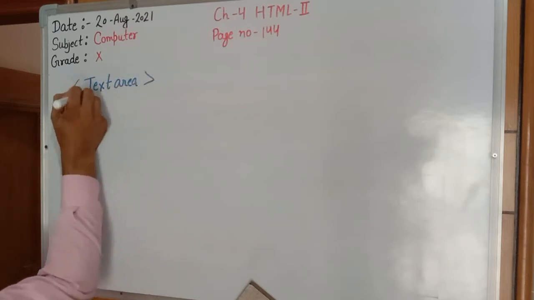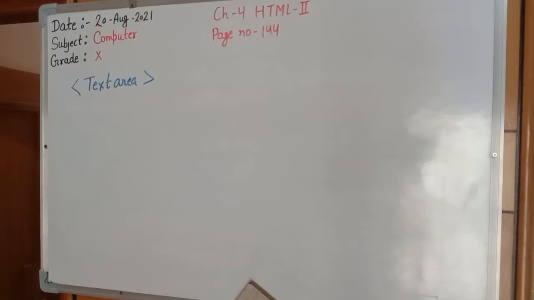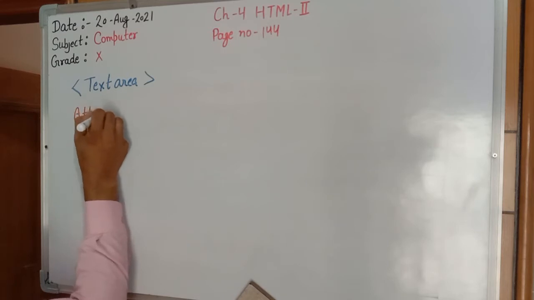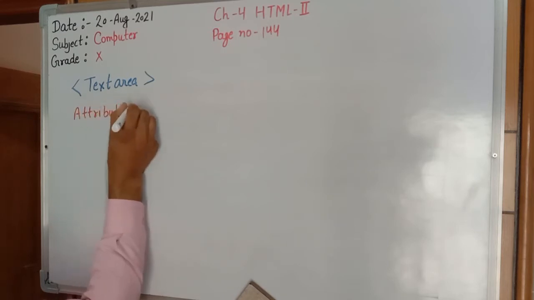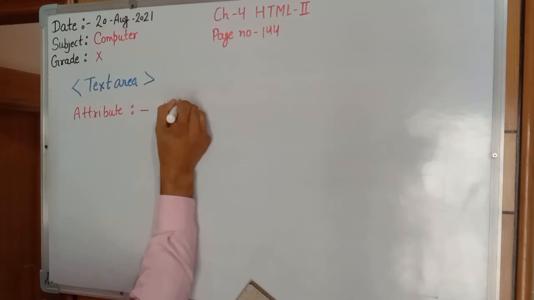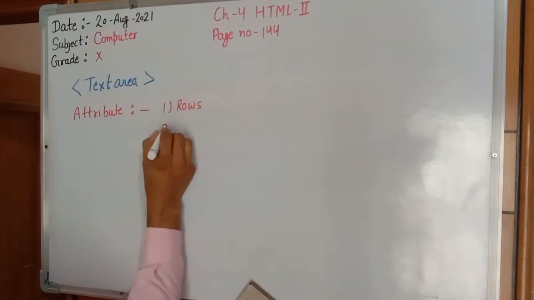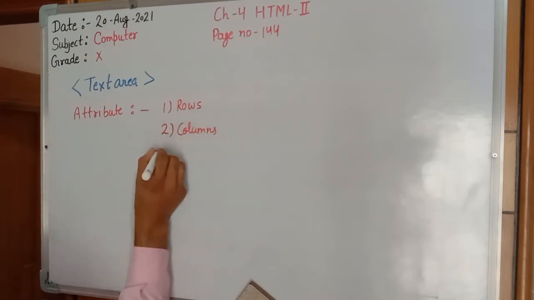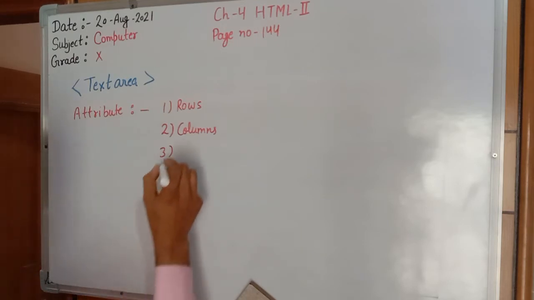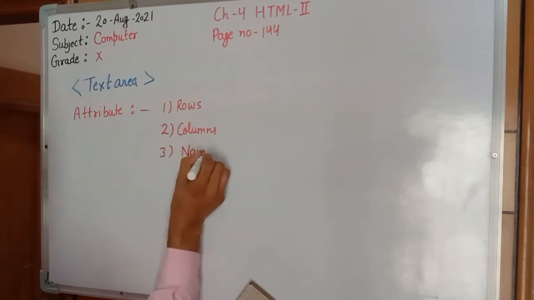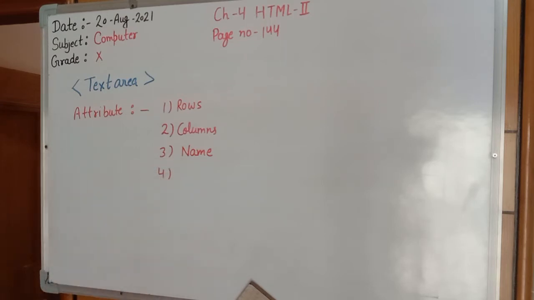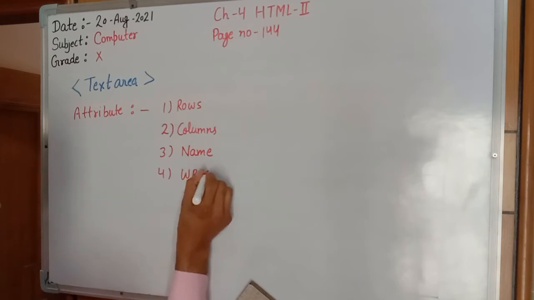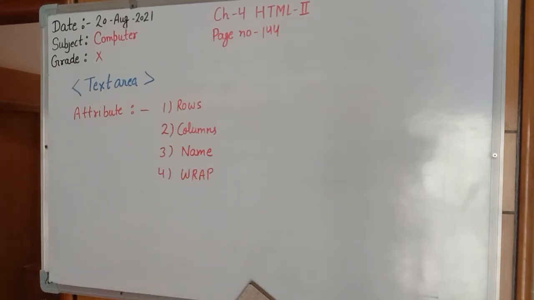Text area attributes. Text area has 4 types of attributes. Text area is your tag. Attributes of text area are: first attribute is number of rows, second attribute is number of columns, third attribute that we can use is name of the text area, and fourth attribute that can be used is known as wrap. We have to wrap text or not. Text wrapping is there or not, or it is off or on.